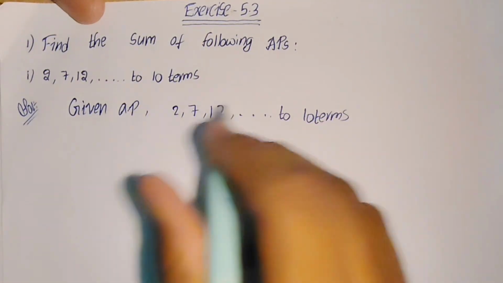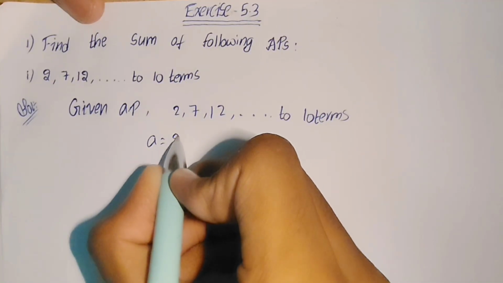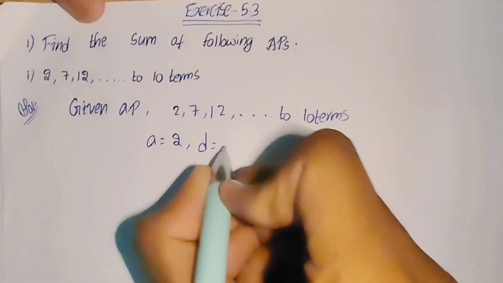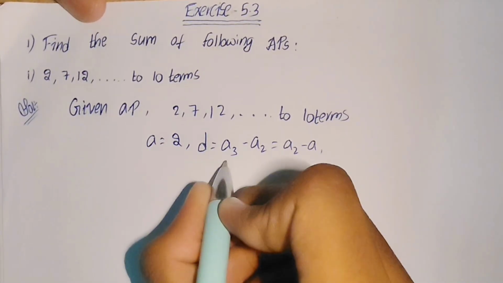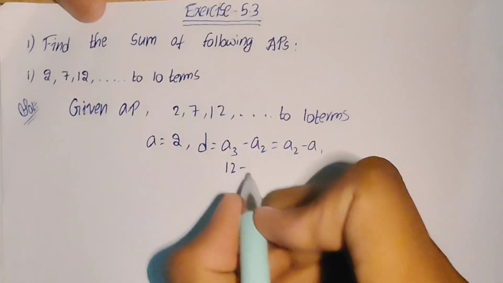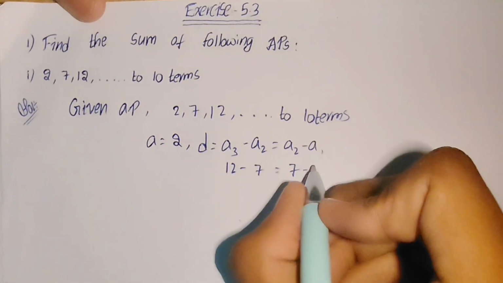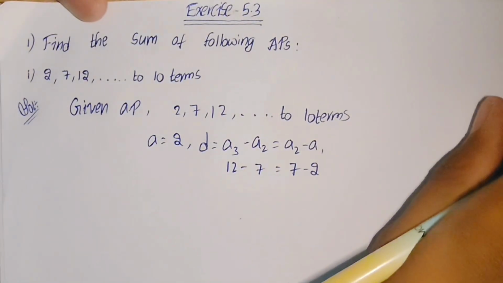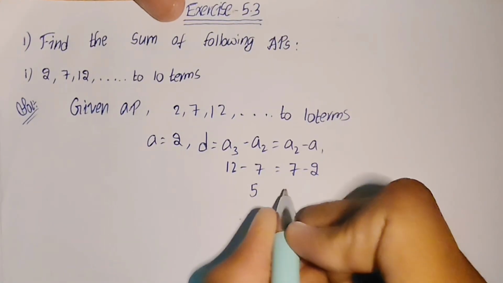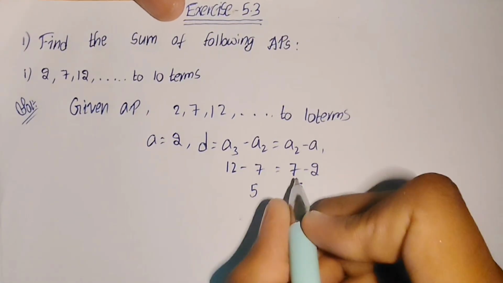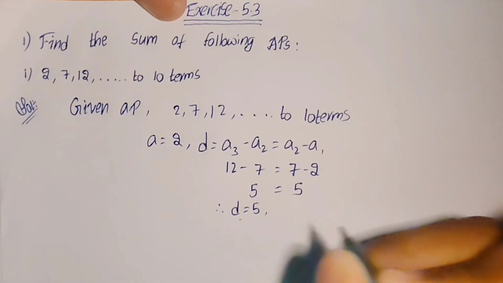By using this AP, I am writing the value of a, the first term, so a is equal to 2. Then d is equal to a3 minus a2, which should be equal to a2 minus a1. The value of a3 is 12 minus the value of a2 which is 7, equal to the value of a2 which is 7 minus the value of a1 which is 2. So here we get 12 minus 7 means 5 and 7 minus 2 means 5. Both are equal, so therefore we got the value of d is equal to 5.